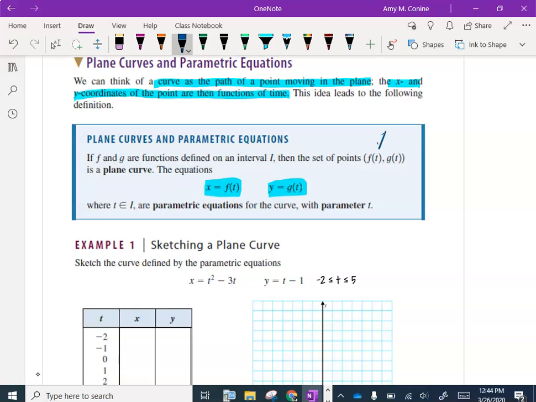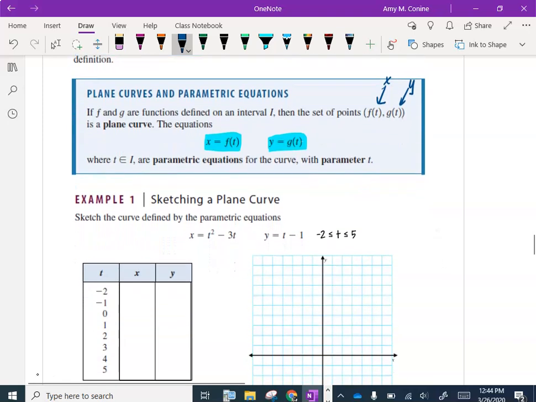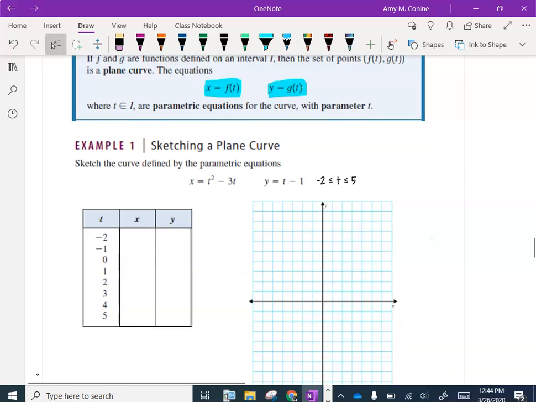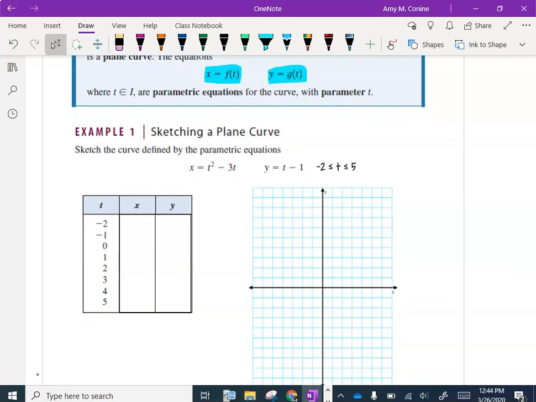So these functions for x and y, those are your x coordinates, those are your y coordinates. Those functions are going to give us points to plot. That's parametric equations. We're trying to find a parameter, a range of values for that. This example will help explain that more. For x, we have the function t squared minus 3t. For y, we have the function t minus 1. We're going to look at the range when t is -2 all the way to 5.